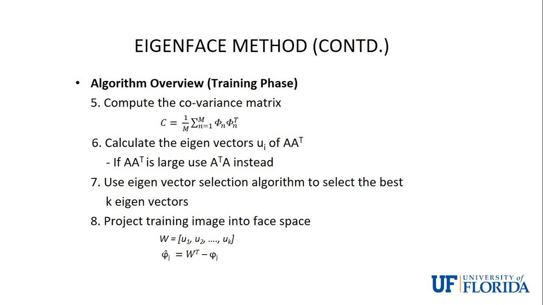In step 6, we compute the eigenvectors. If the dimension of the image is 100 by 100, that gives rise to a huge computational overhead. Instead, we use A transpose A, taking advantage of the lower number of subjects. In this case, it is 240. In step 7, the eigenvector selection algorithm is used. In step 8, the training images are projected into phase space given by the given equations.